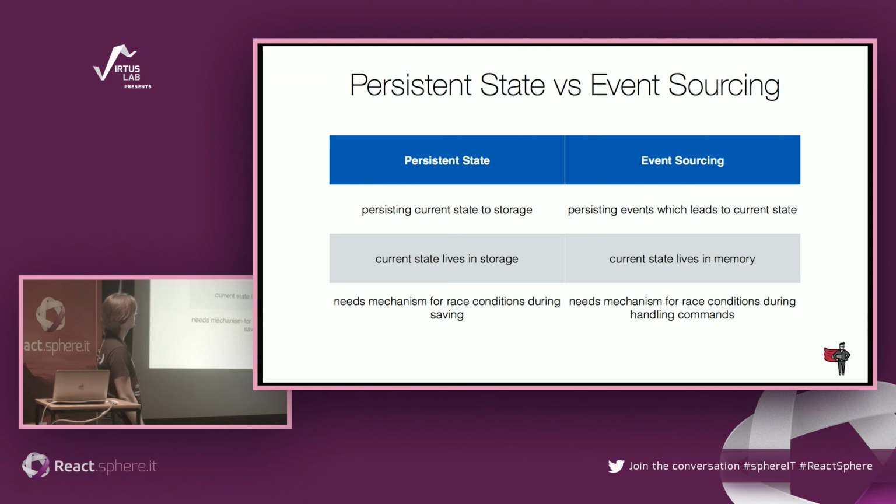So what is the difference? In the persistent state, we are persisting the current state to the storage. In event sourcing, we are persisting events which lead us to the current state. The current state in the persistent approach lives in the database. The current state in the event sourcing approach, we have this in the memory. And in the persistent state, we need a mechanism to protect us from race conditions as regards saving state to the database. In event sourcing, we need to have a mechanism for protecting us from race conditions as regards handling and processing commands over the entity which we have in the memory.